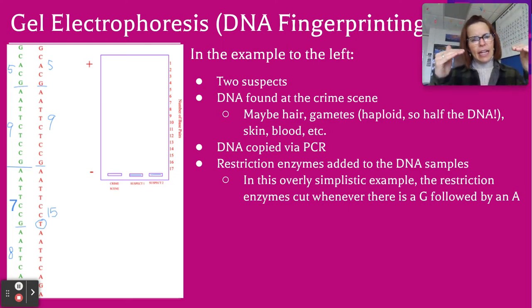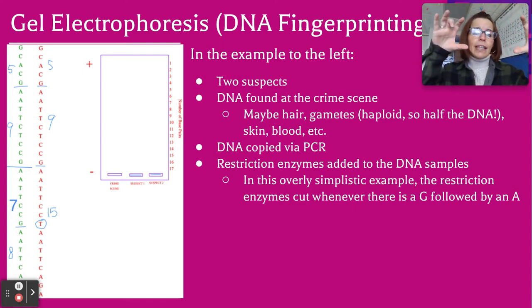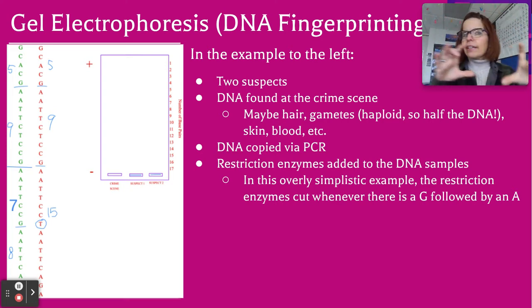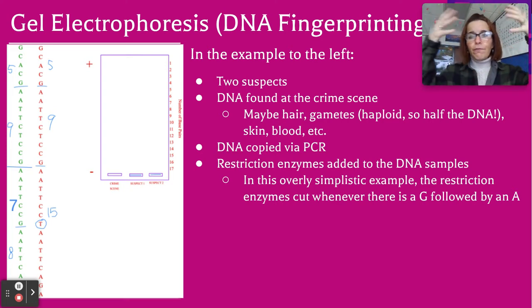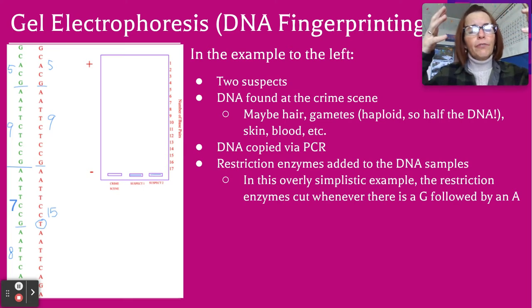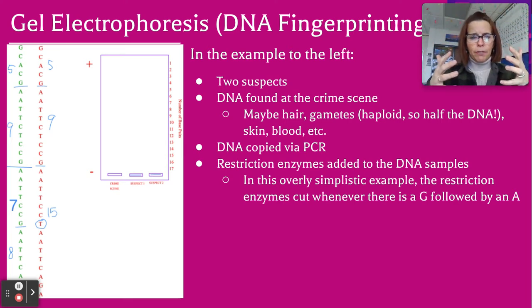So notice that every time there's a G and an A, the restriction enzyme is cutting the DNA. So notice that the first fragment, the two suspects are exactly the same. They have a G and an A in exactly the same place. The next cut, they're exactly the same. They both have a 5 base pair fragment, and they have a 9 base pair fragment.